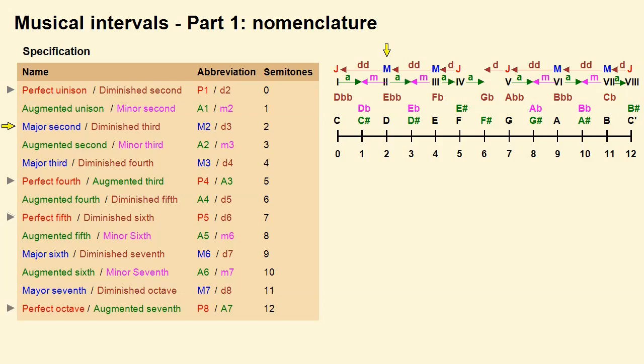The references colored in blue on the 2nd, 3rd, 6th, and 7th degrees define the major intervals. Thus we have the major 2nd interval, with an extension of 2 semitones. The major 3rd interval, with an extension of 4 semitones. The major 6th interval, with an extension of 9 semitones. And the major 7th interval, with an extension of 11 semitones.